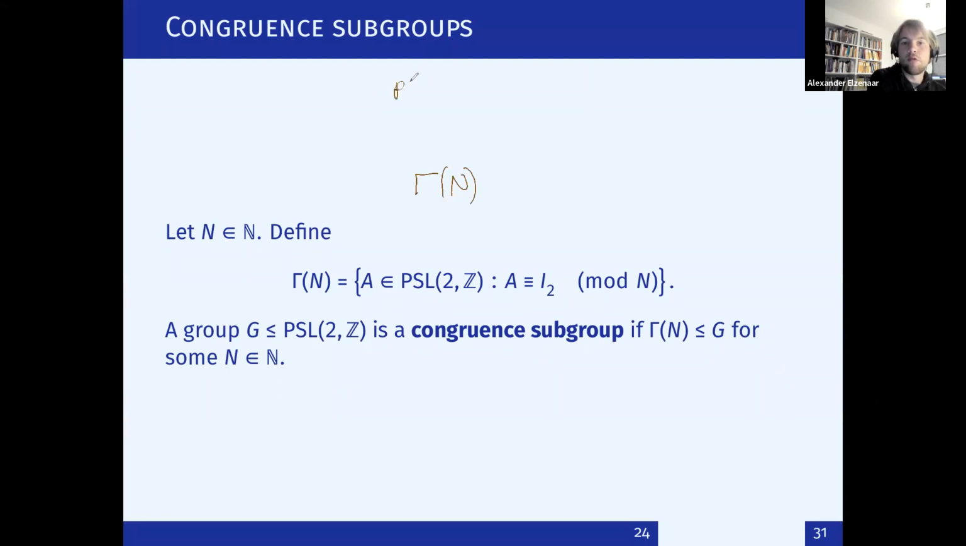You have up here the full modular group, and in here lie the congruence groups. So these are the groups which reduce mod n to the identity. These ones contain all the matrices which reduce mod n to the identity, and maybe some extra data on top of that.